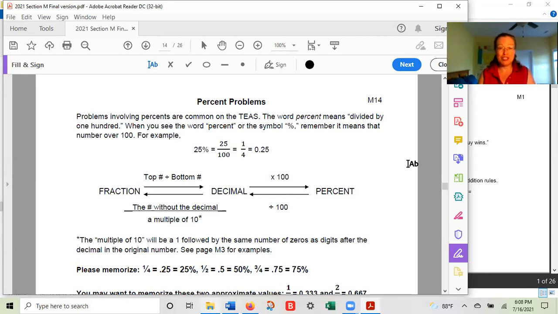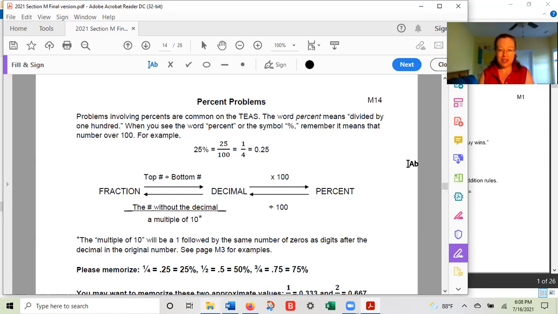And this information has changed quite a bit over the years that I've been teaching this. So you may want to stay tuned. I assume that's why you clicked on watching this video. First of all, problems involving percents are very common on the TEAS. The word percent means divided by 100.